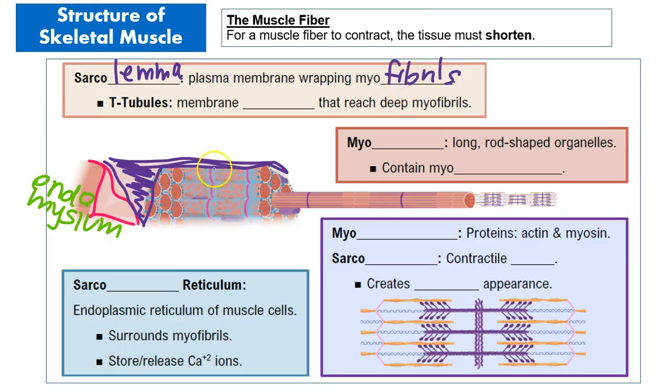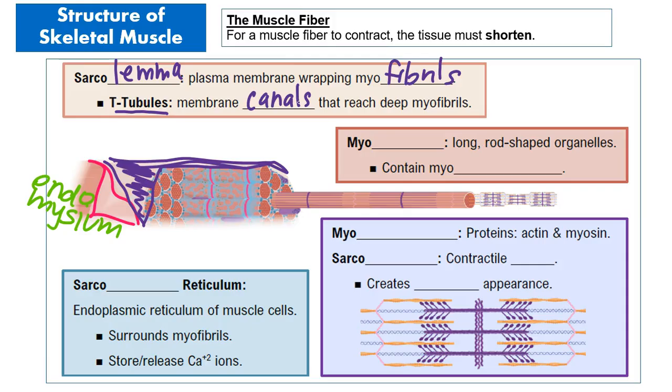You also see these little pink stripes. Those are going to be the T tubules, and we'll talk about their importance next. The T tubules are going to be membrane, and usually they're like tunnels, which you can also fancy up and call canals, that reach deep into the myofibril.